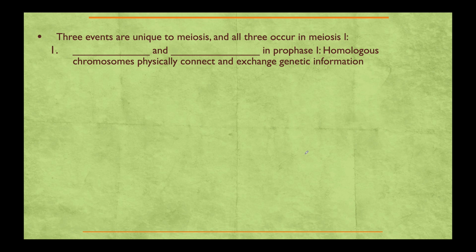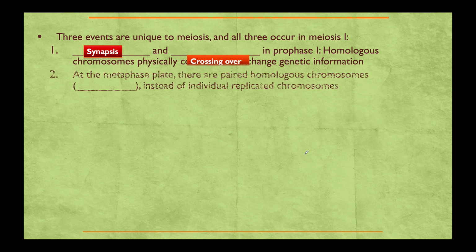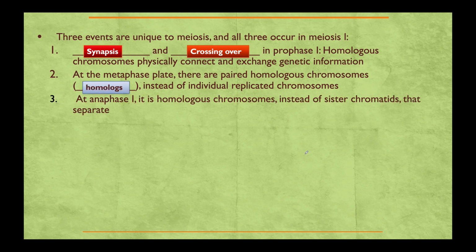Three events are going to be very unique to meiosis, and all three happen during meiosis 1. So synapsis, where they line up with each other, and then the crossing over. They physically connect, exchange genetic information. At the metaphase plate, instead of there being chromosomes just made of 2 sisters, we have homologous chromosomes lining up, what we call homologs for short, instead of those individual replicated chromosomes. In anaphase 1, it's those homologous chromosomes instead of sisters that separate. Okay, so they pull away from each other.